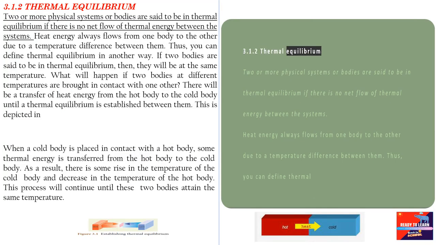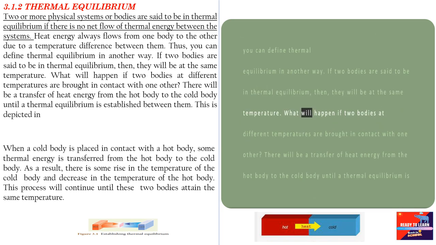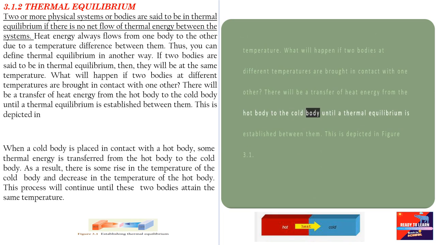3.1.2 Thermal Equilibrium. Two or more physical systems or bodies are said to be in thermal equilibrium if there is no net flow of thermal energy between the systems. Heat energy always flows from one body to the other due to a temperature difference between them. Thus, you can define thermal equilibrium in another way. If two bodies are in thermal equilibrium, then they will be at the same temperature. What will happen if two bodies at different temperatures are brought in contact with one another? There will be a transfer of heat energy from the hot body to the cold body until a thermal equilibrium is established between them. This is depicted in Figure 3.1.